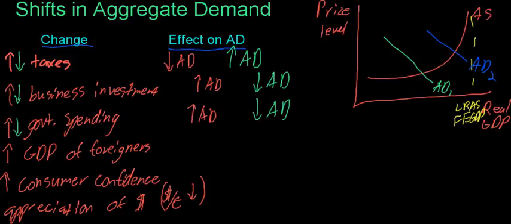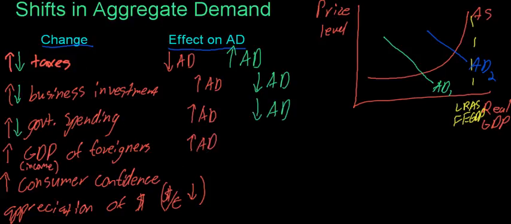So what about an increase in the GDP of foreigners? Or another way of saying this is income of foreigners. Well, foreigners, like let's talk about the Eurozone, they buy a lot of our products. So if they have more money, their income increases, they're going to buy more of our products, which will also increase aggregate demand for our nation. So that will lead to an increase in aggregate demand.